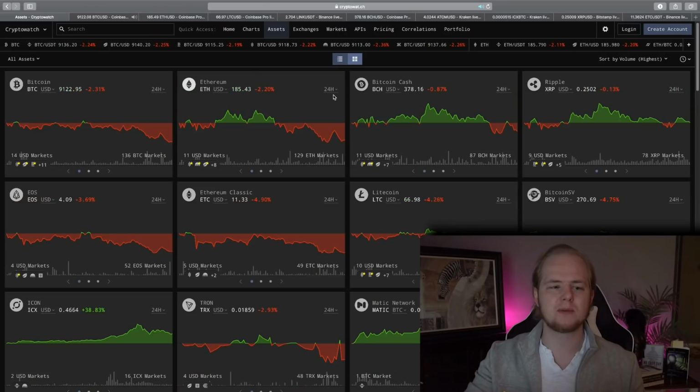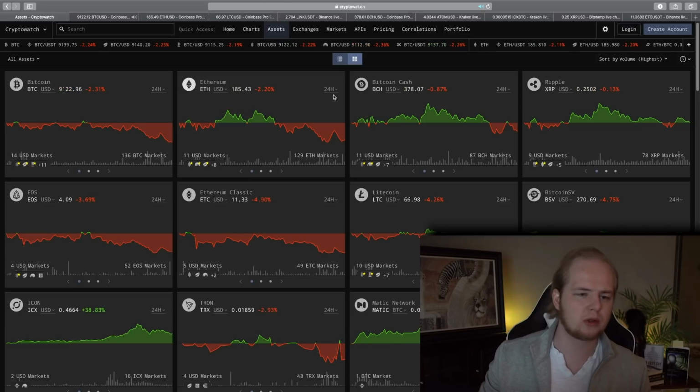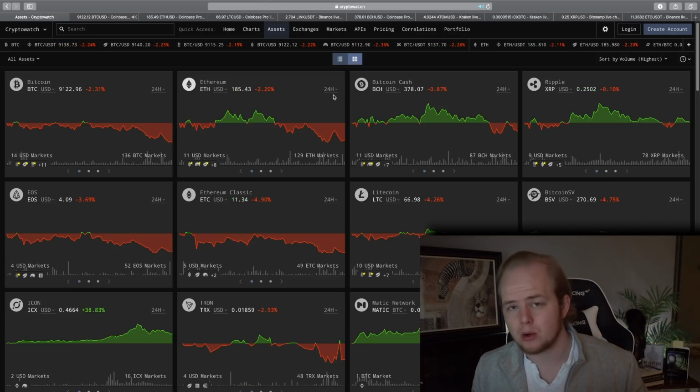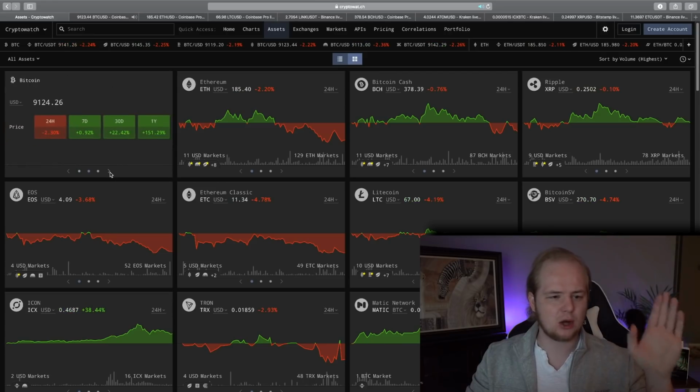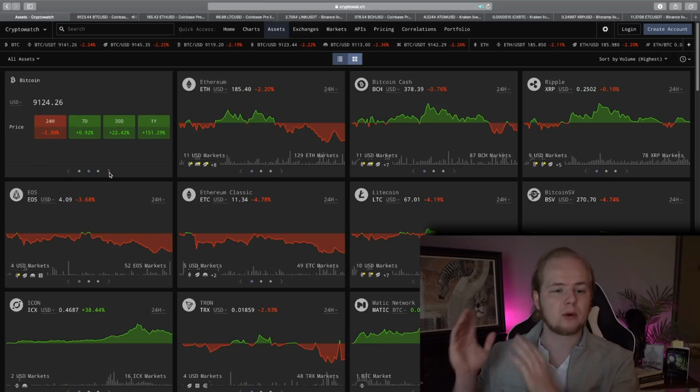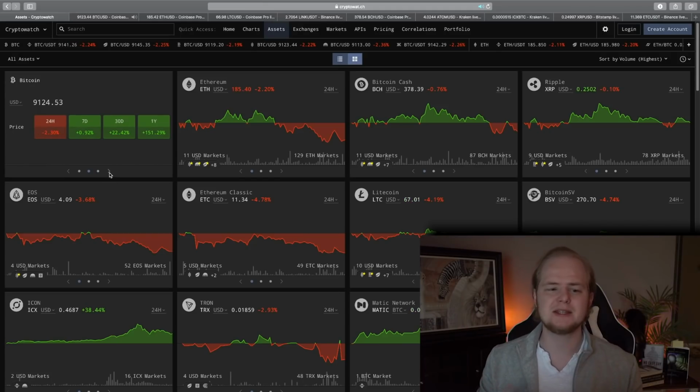Right now, I'm looking at the Cryptowatch asset card list, and we can see that Bitcoin is down over 2.3% right now, and all the top altcoins are following Bitcoin to the downside. Flipping through Bitcoin's asset card, we can see that we're down on the day, but we're up on the week, up on the month, and up on the year. So sentiment in the market is still quite good.